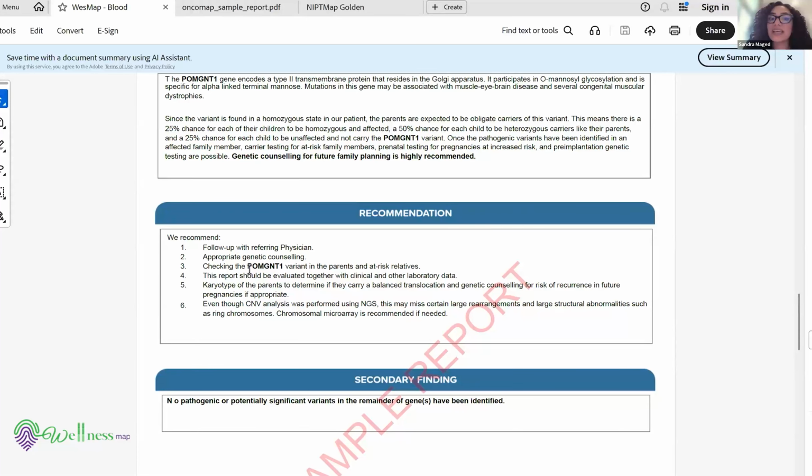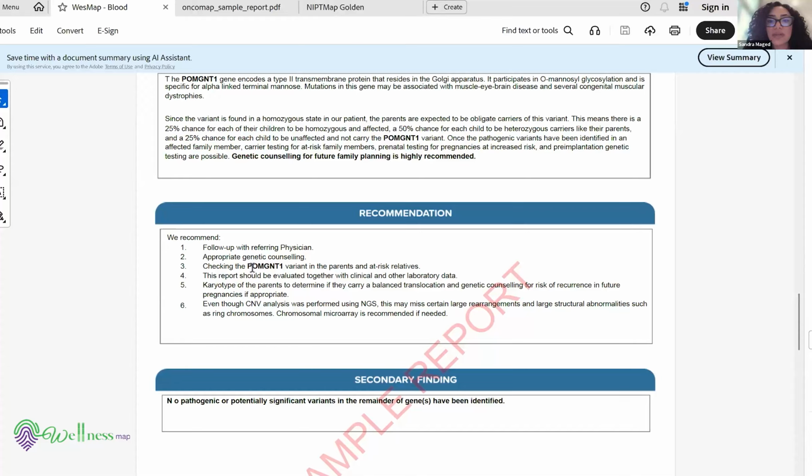And then it tells you that those variants could be found in the parents. So the parents have to do whole exome sequencing as well to understand whether they have this variant or not, because this could affect their offspring as well. So it is very important for the family planning.